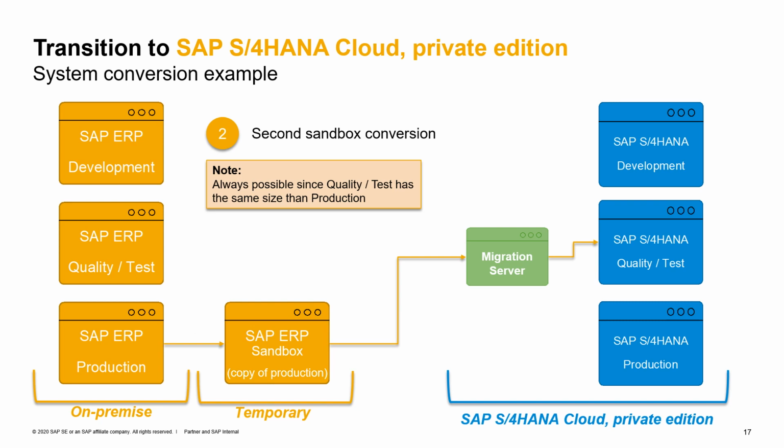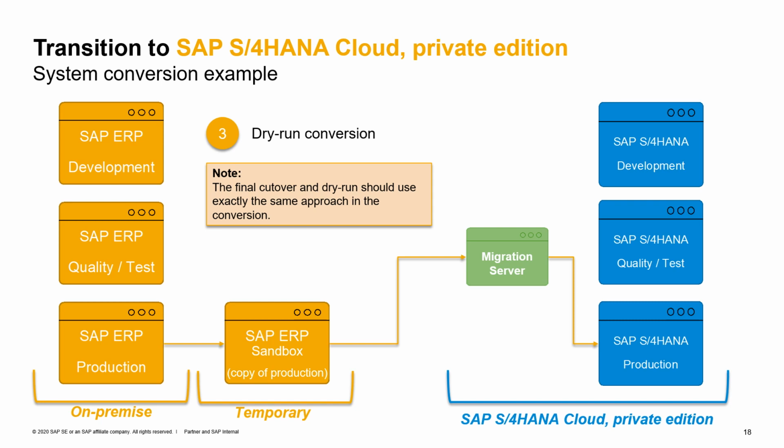As a second step of our example, we will now see a second sandbox conversion. The second run is executed still with a new copy of the production environment into the temporary hardware as before, and then converting this new sandbox into the S4HANA environment in the private edition with the quality tier. This specific sequence is always possible since all the different sizes of the private edition include a quality environment with the same size as the production one.